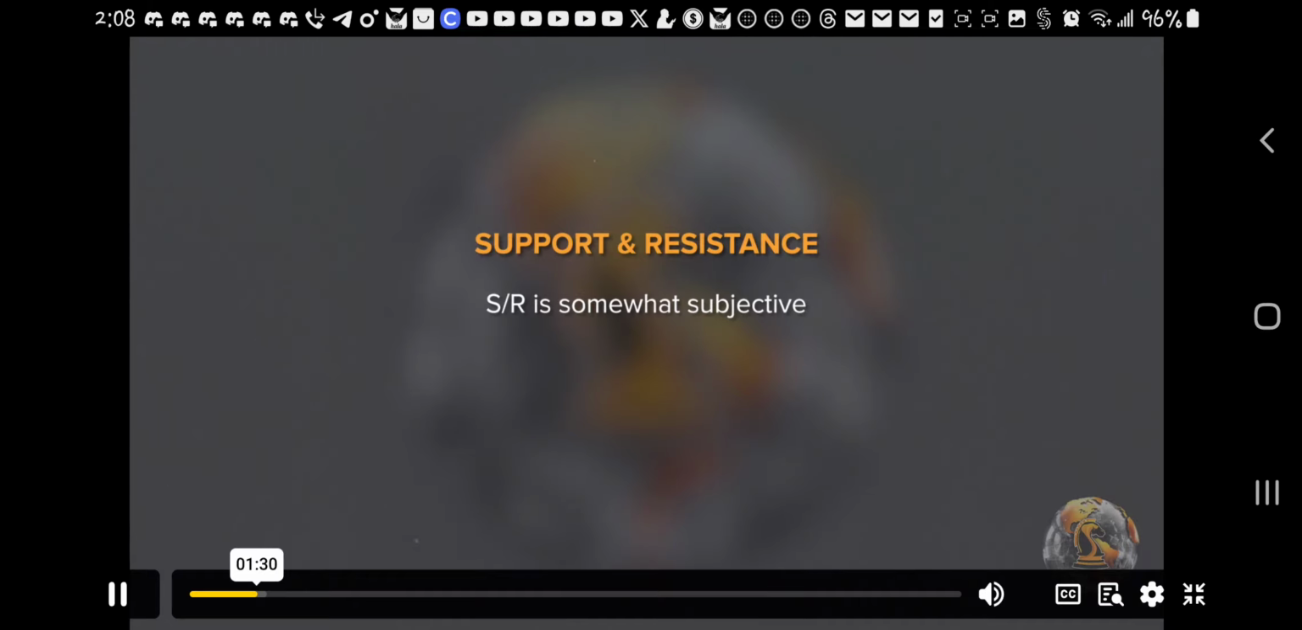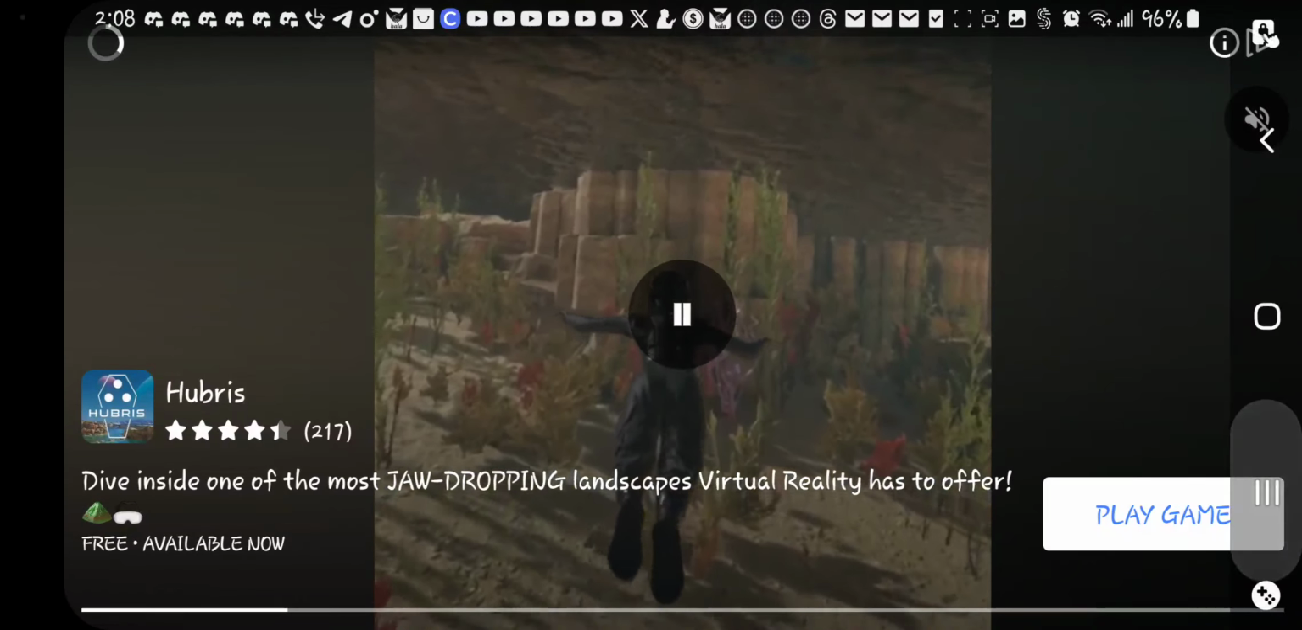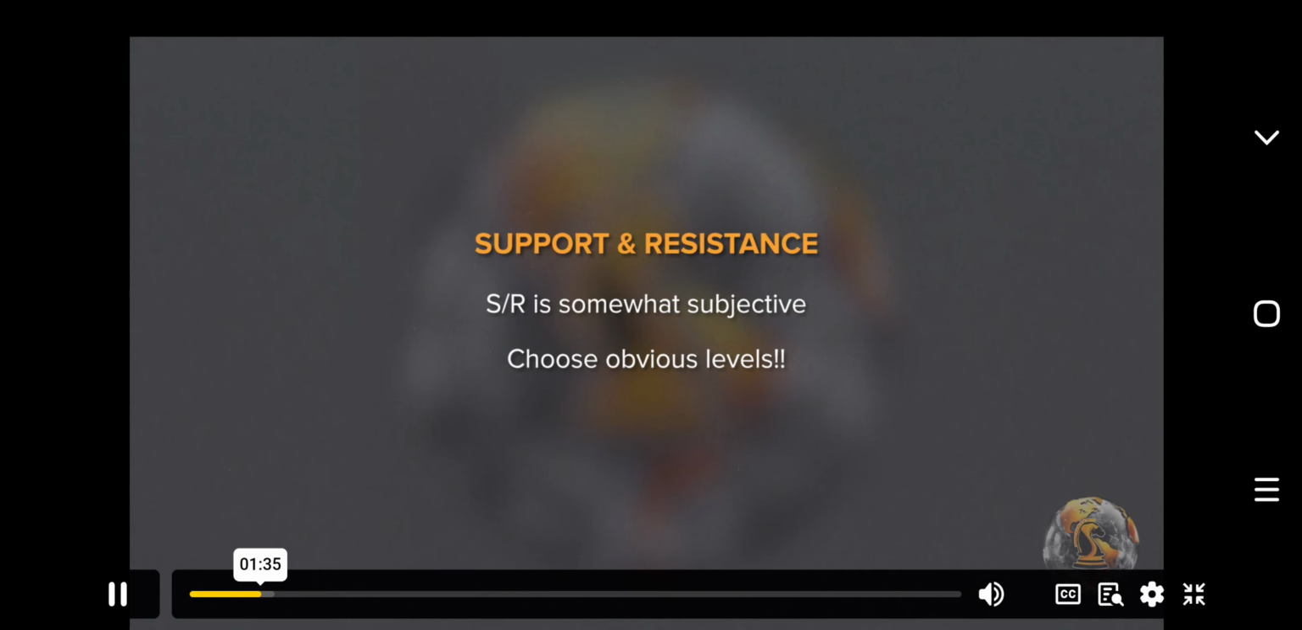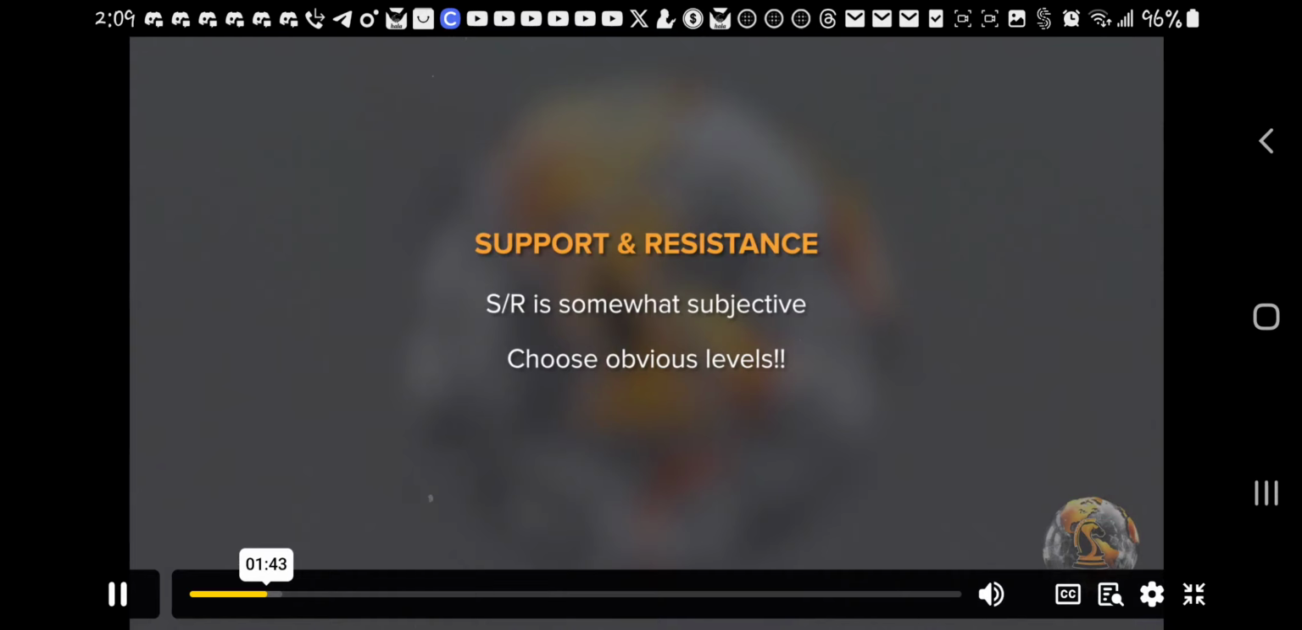Next thing, this is super important. Choose obvious levels. There's this misconception with trading that you need to do something that nobody else is doing if you're going to make money. A lot of people think that's what edge is. They think that edge is where you spot something that nobody else does. That's not edge. And when it comes to levels, you want to choose obvious levels.